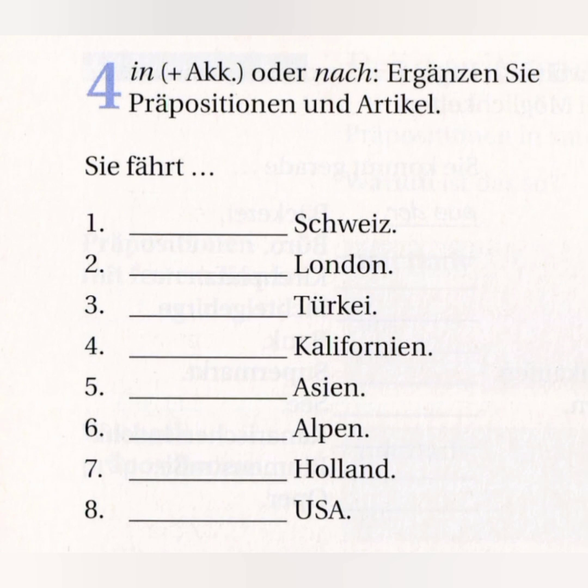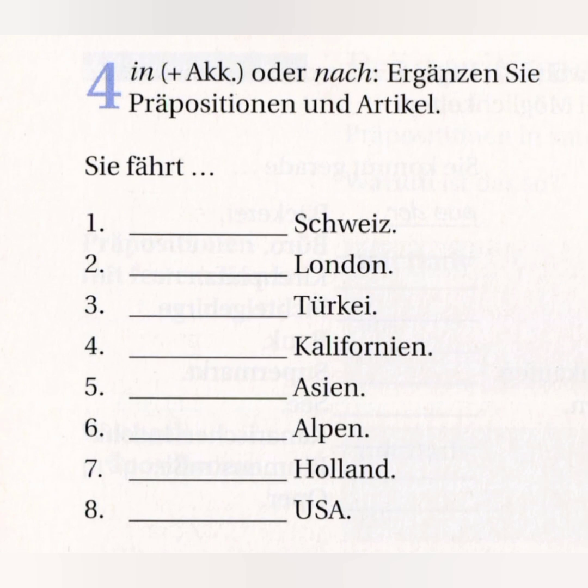And then the sentence begins, sie fährt. So every one of them uses sie fährt. She is traveling. Fahren, to travel, to go, to drive. So sie fährt can mean to travel or to drive. And then dash Schweiz.